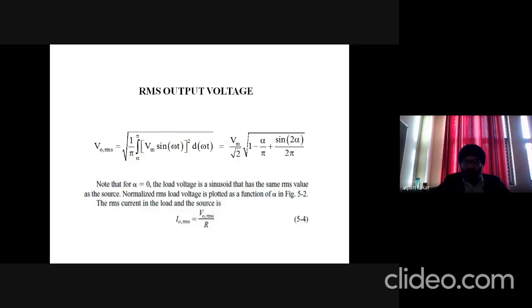So for alpha equal to 0, the load voltage is a sinusoid, exactly the same RMS as we have at the source. So the load RMS and source RMS are same.